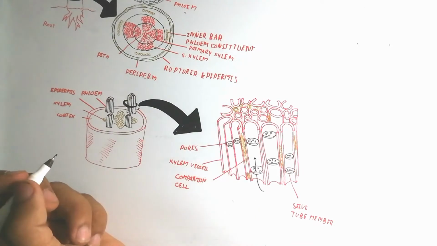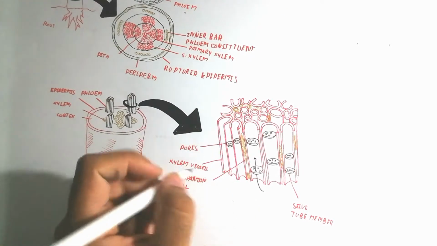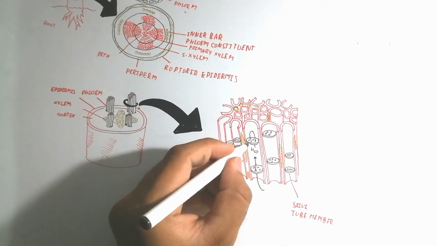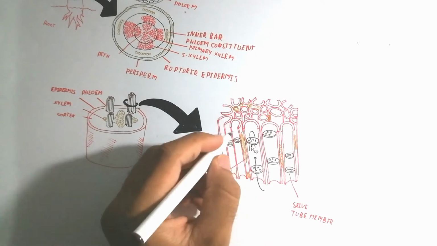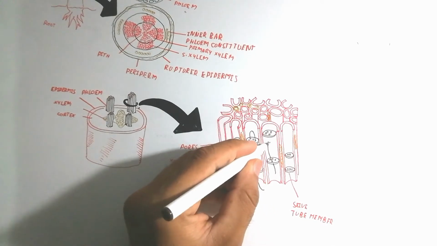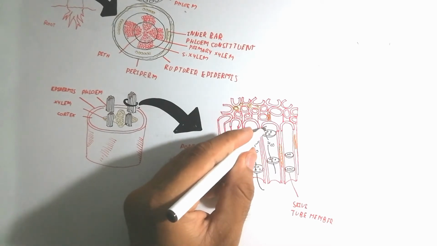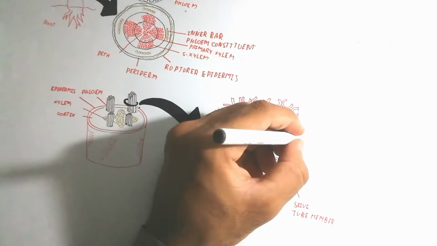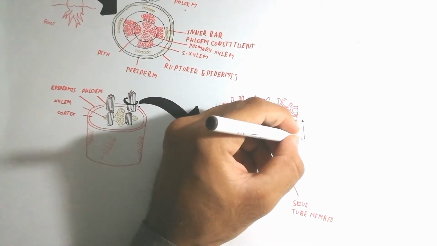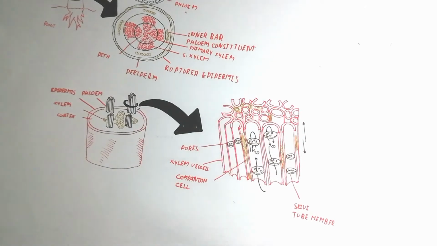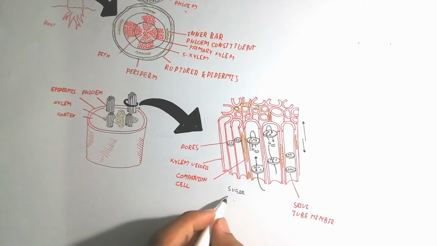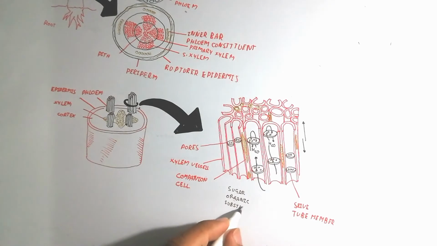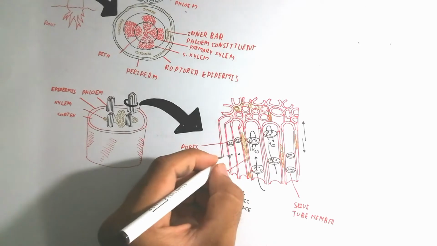Here the water and food will move through the sieve element. Suppose sugar enters, and it moves inward, upward and downward according to requirement. Where sugar is required, it is deposited, for example in roots, tubers, potatoes and fruits. We will discuss this in this video.